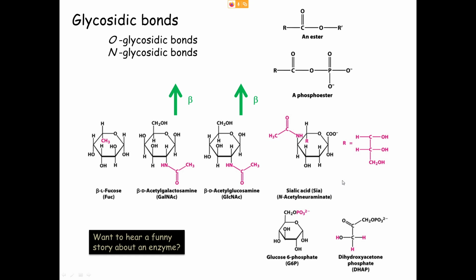So we give it the name sialic acid because we didn't want to name it by its acetyl neuraminidate all the time. Okay.